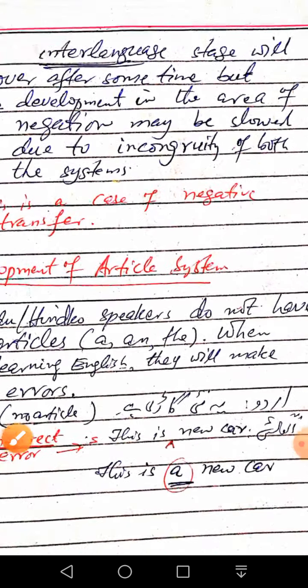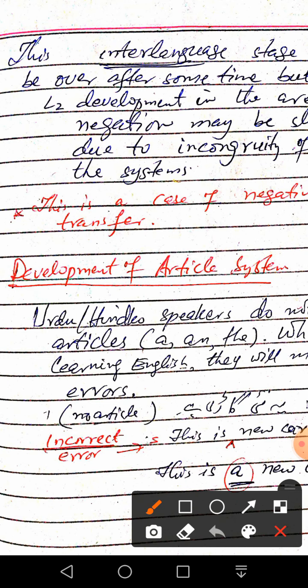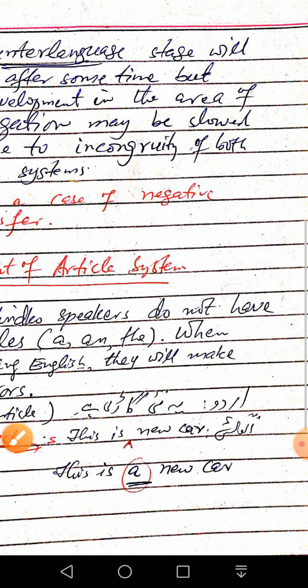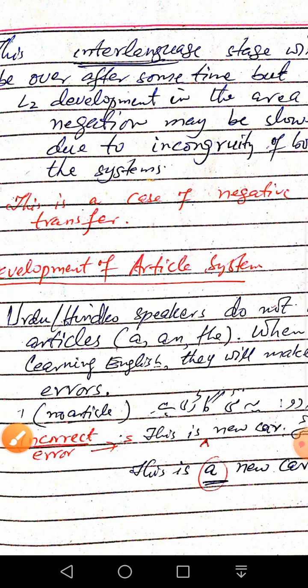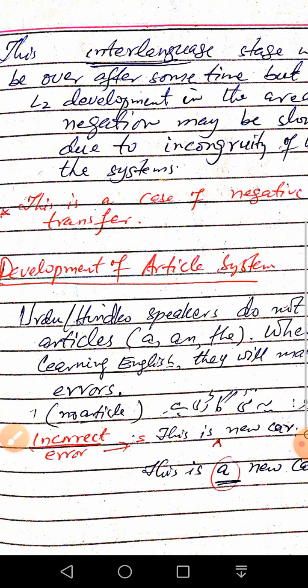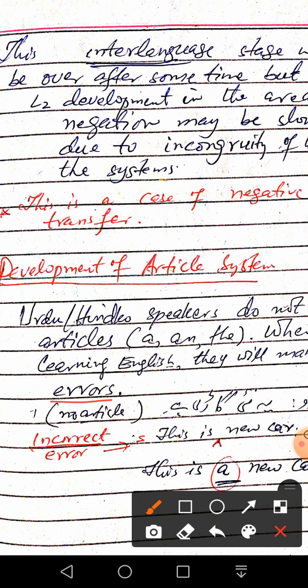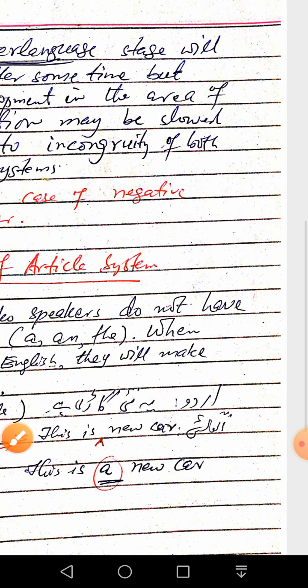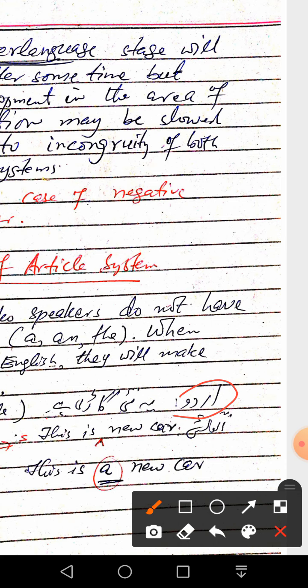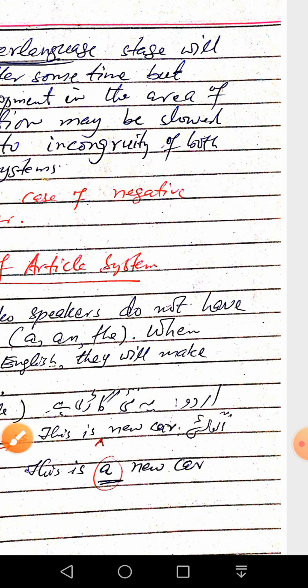Okay, let me give you an example. Urdu or Hindko speakers do not have an article system. When learning English they will make errors. So this is a hypothesis. Here is an example, an Urdu sentence, you can see, ye nayi gaadi hai. In this, you can see there is no article used.